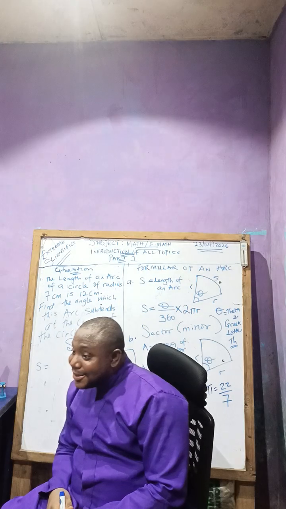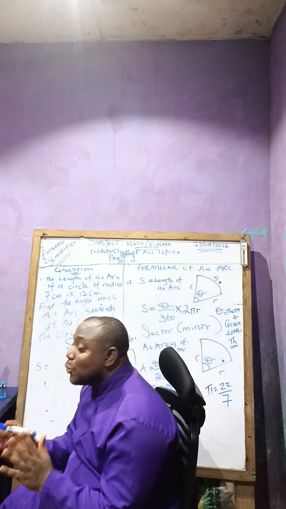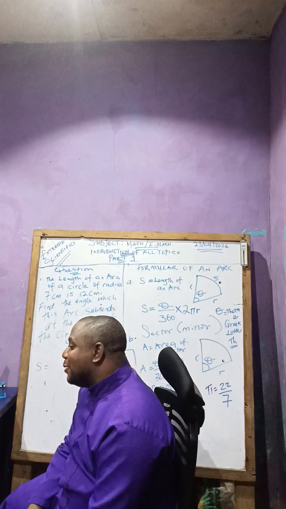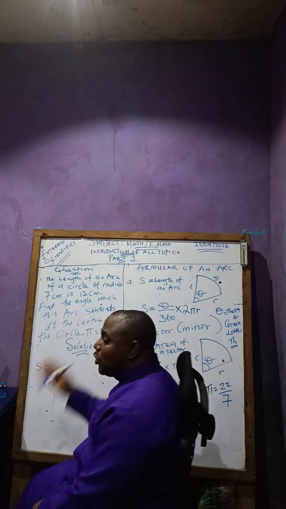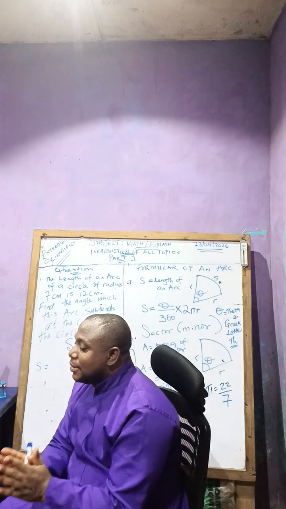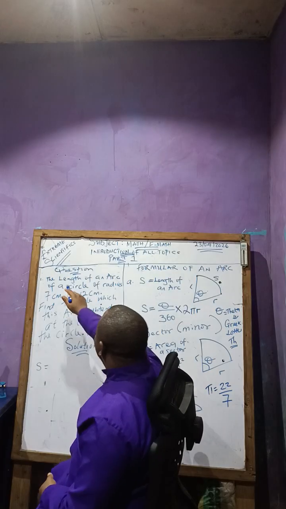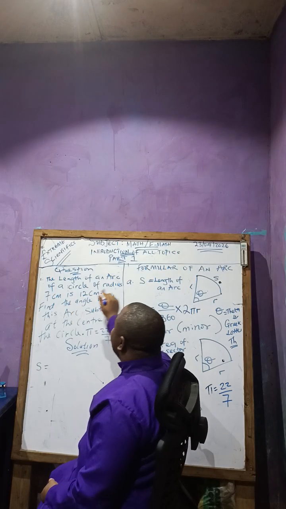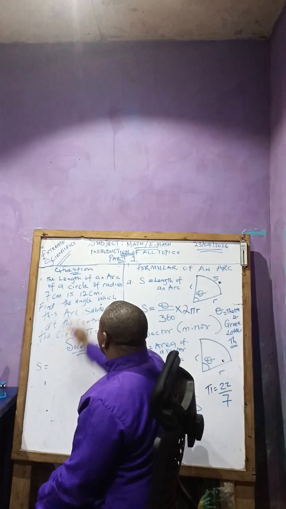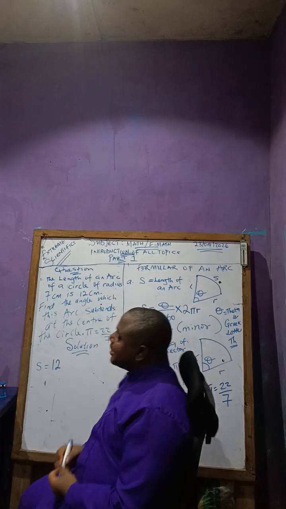That's how a lot of people fail, because they didn't know how to answer the question. They will not listen. They will just read and go and write rubbish down. So once you understand the question, you know how you will position your formula and fill it in one after the other. The radius is 7 centimeter. So that length they have been talking about is 12. So my S is equal to 12. Are you understanding me?